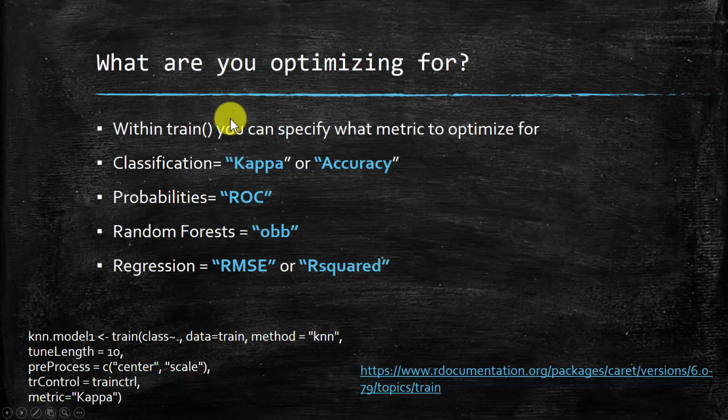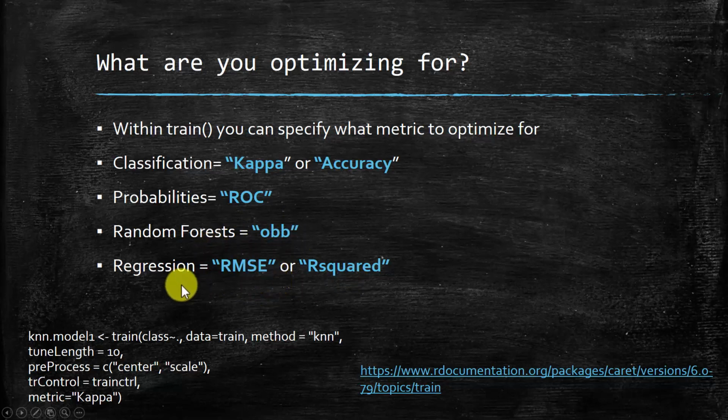Again, some other options. For classification, you can do kappa or accuracy. For probabilities, you can do ROC. Random forest, because it has that out-of-bag error built into it, which is kind of unique compared to other algorithms, you could optimize on OOB. For regression, you can use R-squared or root mean square error.